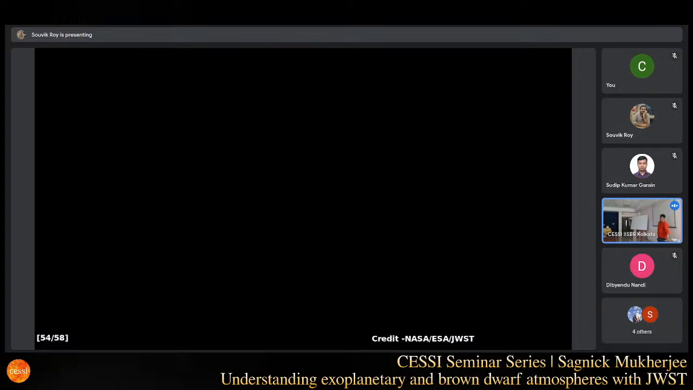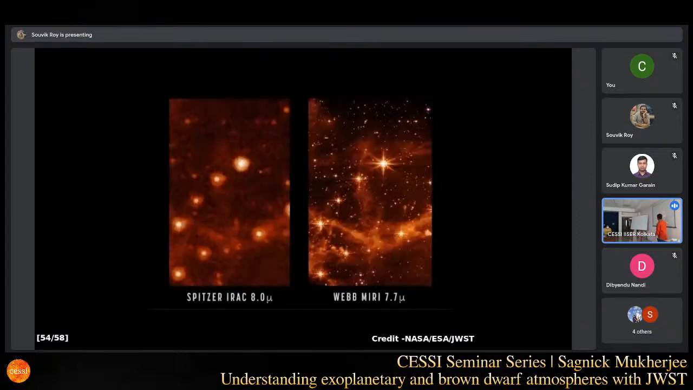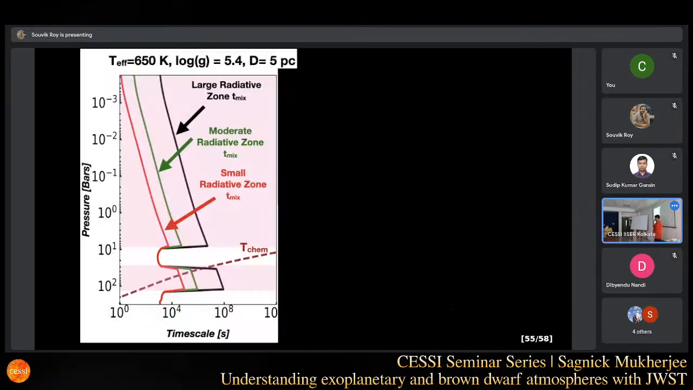Let's see what JWST can do for this field. Here I have an image of the same field of stars taken with Spitzer on the right, which is the more true predecessor of JWST, and JWST on the left, and you can see the difference. Images are crisper, backgrounds are lower, fainter sources are visible. So JWST is really powerful. Let's see what it can do.